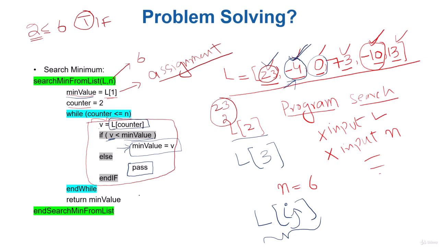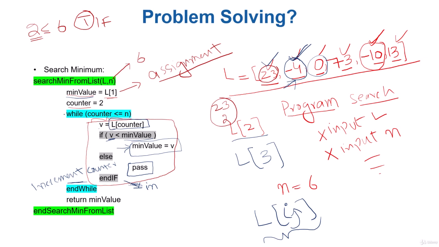Oh, there's a bug here. We need to add the counter. We need to increment the counter here. After this, before this, there is another statement: increment counter. So now, after this if part, increment the counter, and the counter will become 3.